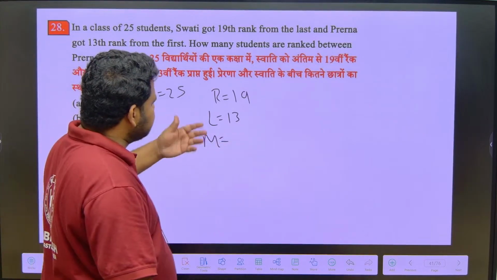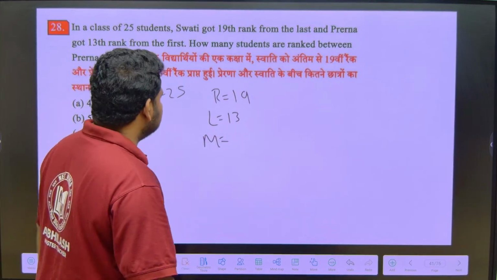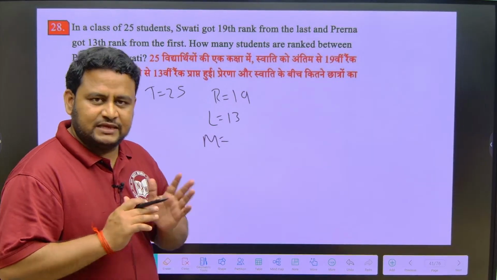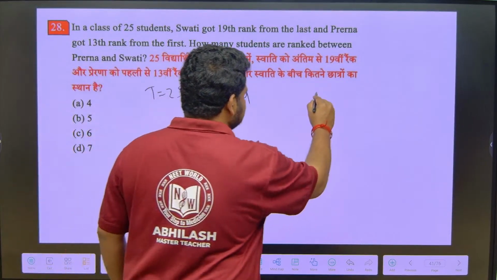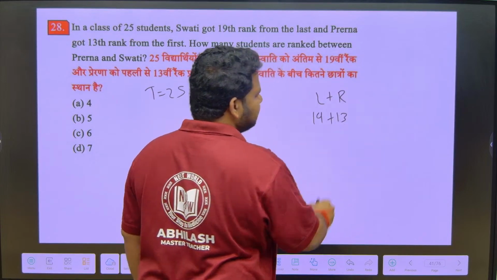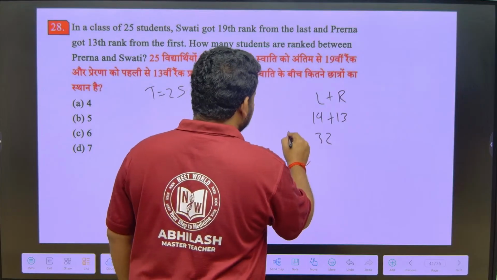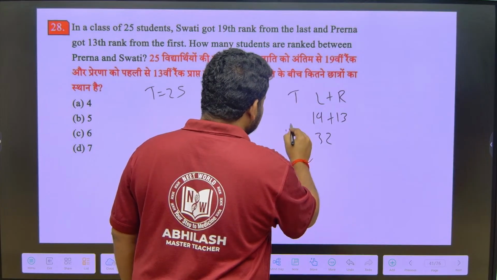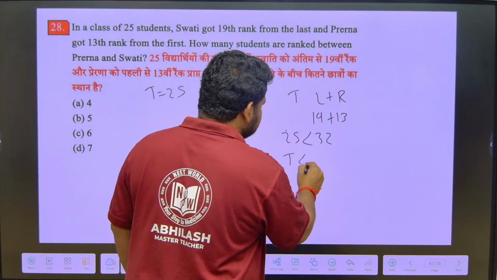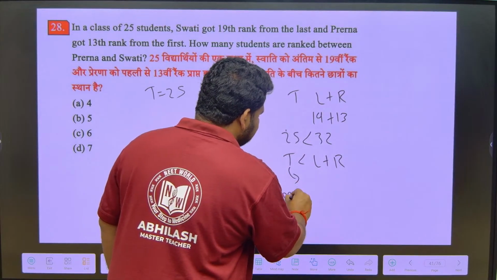But to find the middle value, we don't know whether we have to use total maximum or total minimum. To decide, we first have to find L plus R. L plus R is 19 plus 13, that is nothing but equal to 32. What is the total value? The total value is 25. 25 is less than 32. That means total is less than L plus R, so we have to use the total minimum formula.